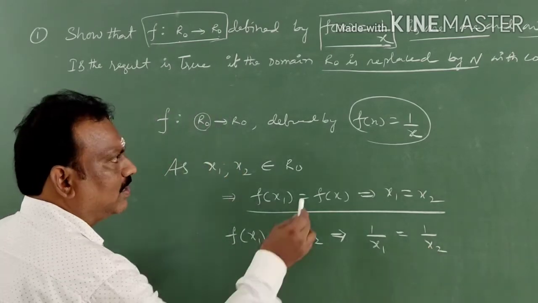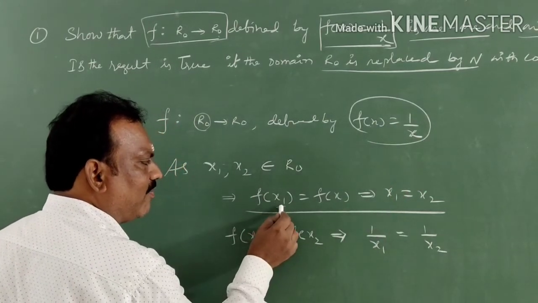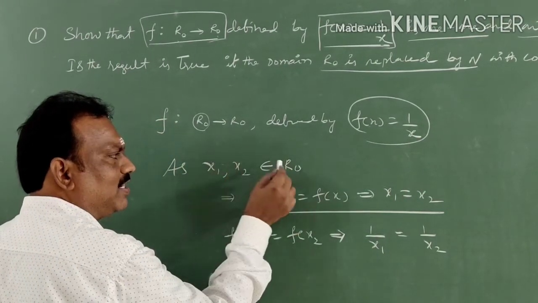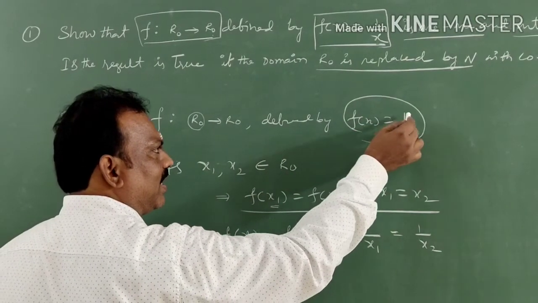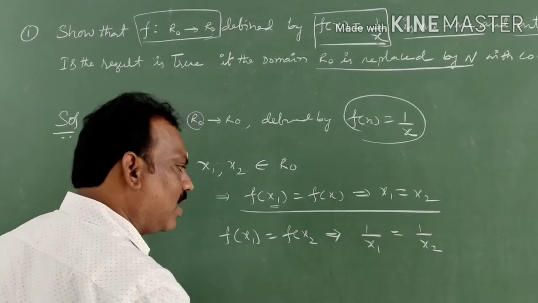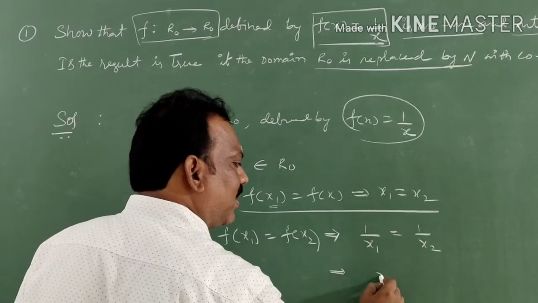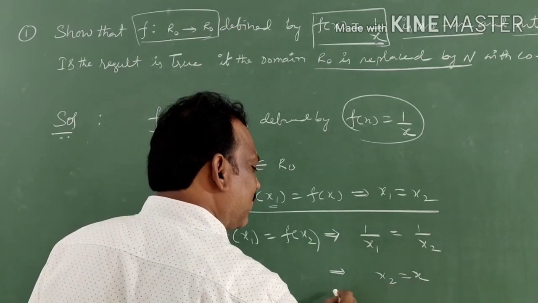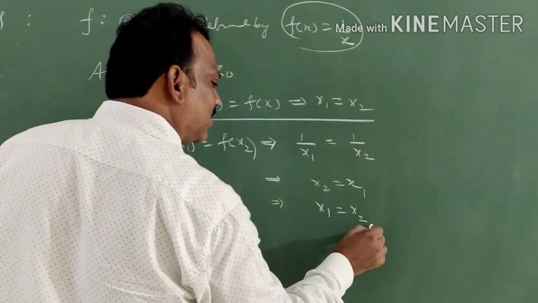See, students, if it is 1 by x, we need x1. Why? Because we are taking two different elements in the domain. If it is x1, the x place is x1. Here also the x place is x2. 1 by x1 is equal to 1 by x2. So can I write it by cross multiplication? x2 is equal to x1, that is x1 is equal to x2.